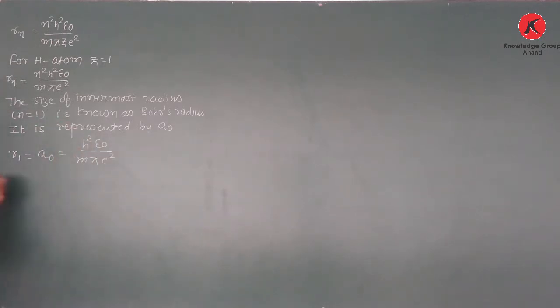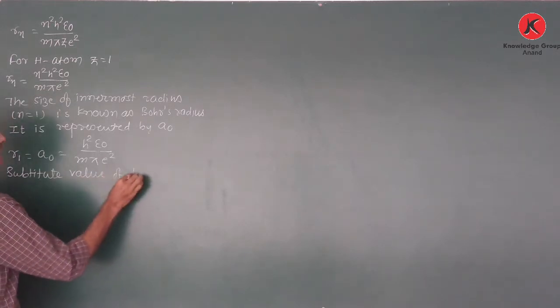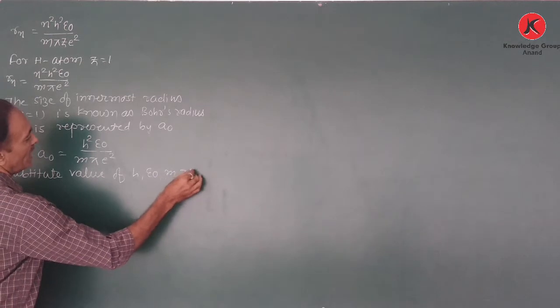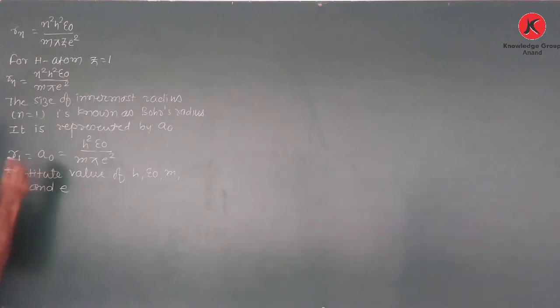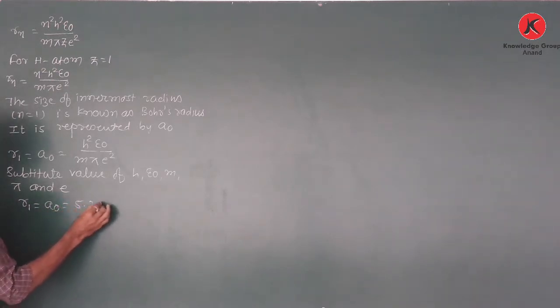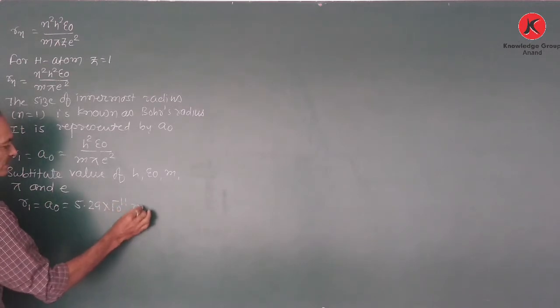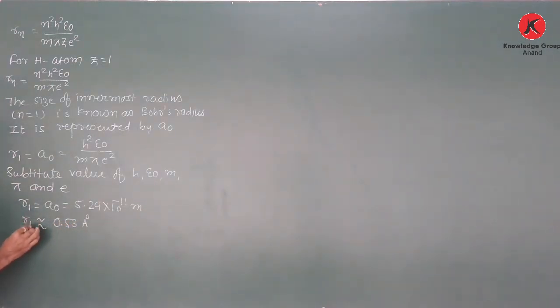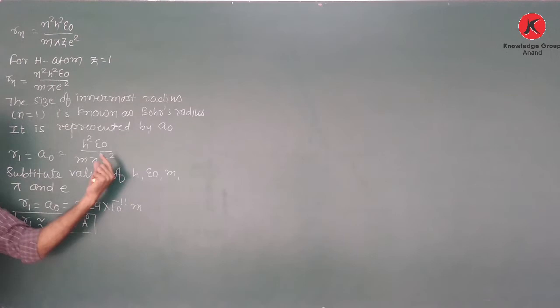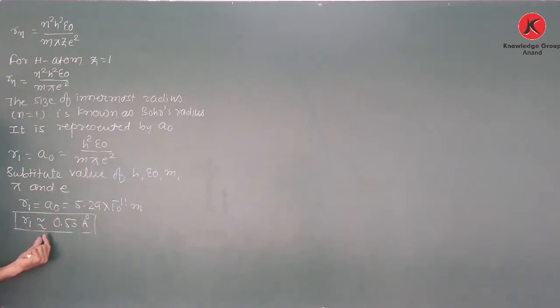Substitute the values of h, epsilon 0, m, pi and e. We obtain the Bohr radius r1 is equal to a0 is equal to 5.29 into 10 to the power minus 11 meter. That is approximately 0.53 angstrom. So that is the value of the Bohr radius, or the value of the first orbit of the hydrogen atom.